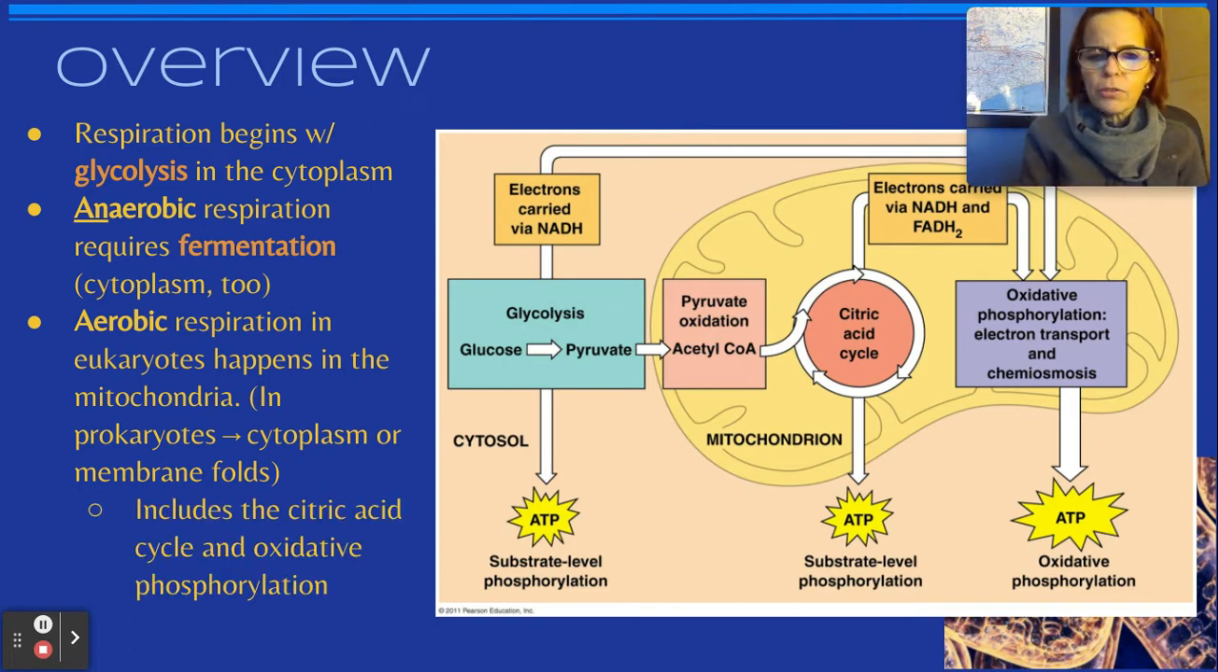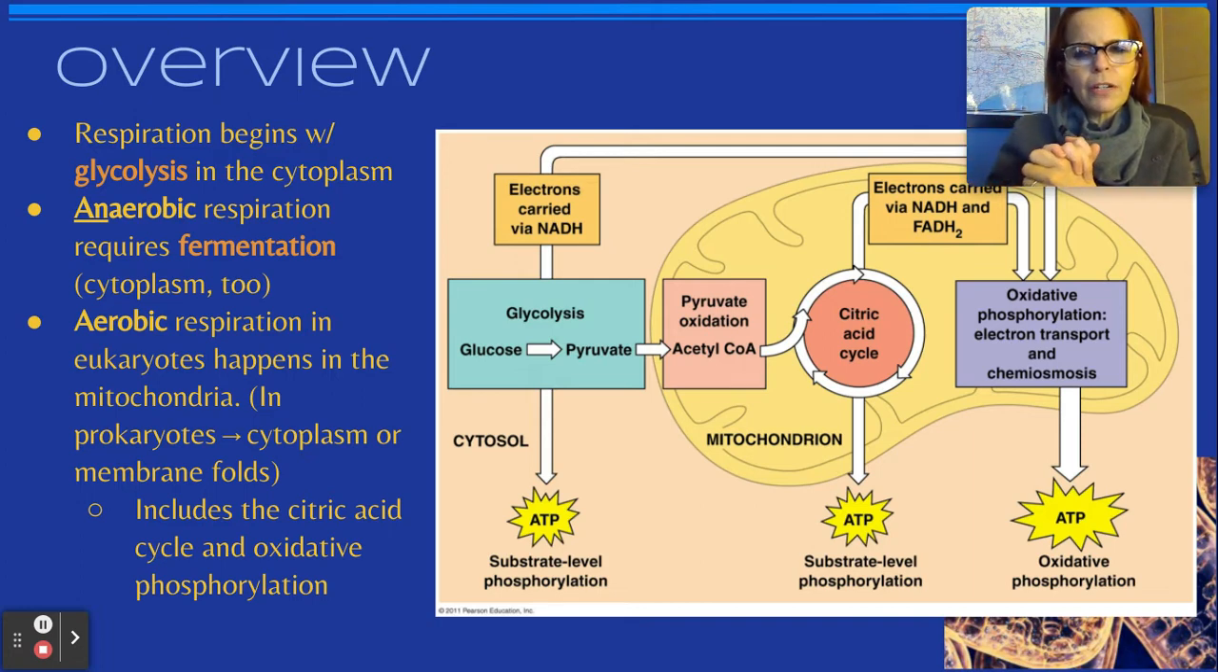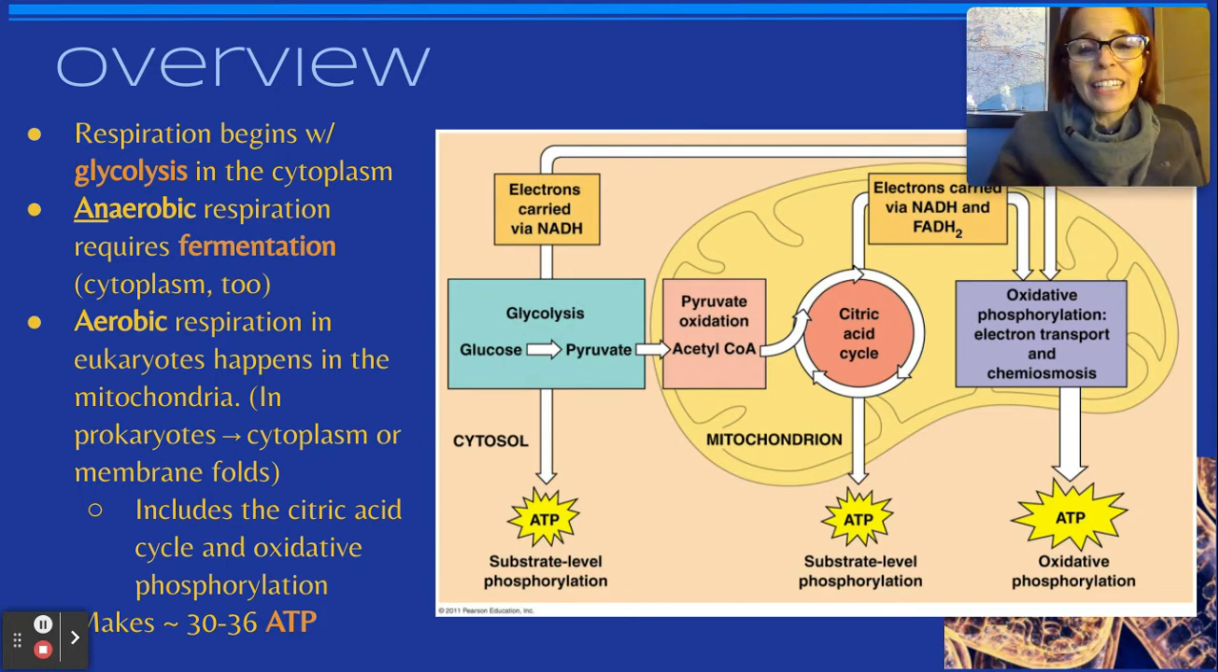All right, and then it includes the citric acid cycle and oxidative phosphorylation. Look at the diagram. So you see glycolysis happened out in the cytoplasm, and then it moves into the mitochondria where the citric acid cycle is taking place, and then something called oxidative phosphorylation, which is where we're making most of our ATP. Here it says it makes 30 to 36 ATP. The packet that we had said 38 ATP.